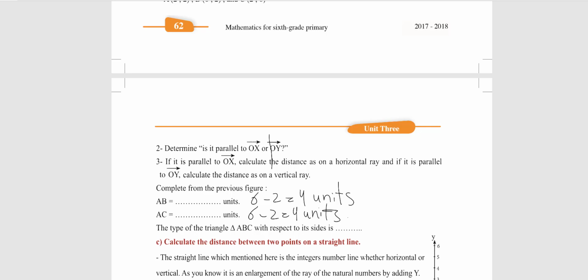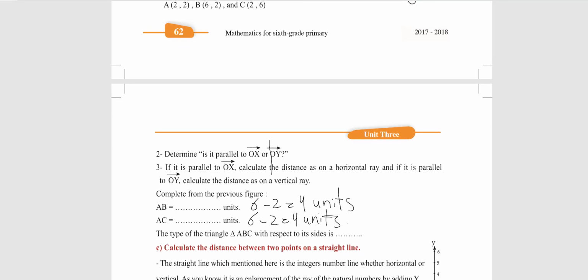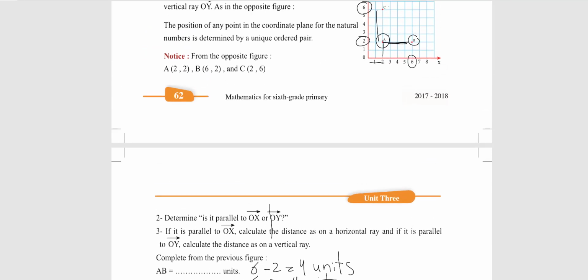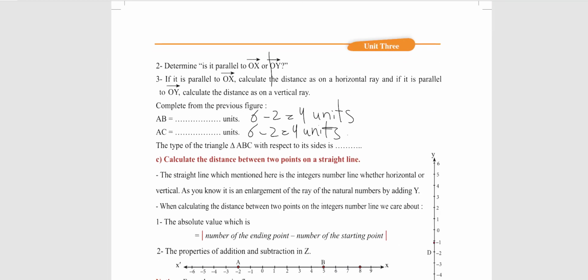We want to find the type of the triangle ABC with respect to its sides. Connect this triangle ABC. We find the distance AB is 4 and the distance AC is 4. So the type of this triangle is an isosceles triangle because we have 2 sides equal in length.